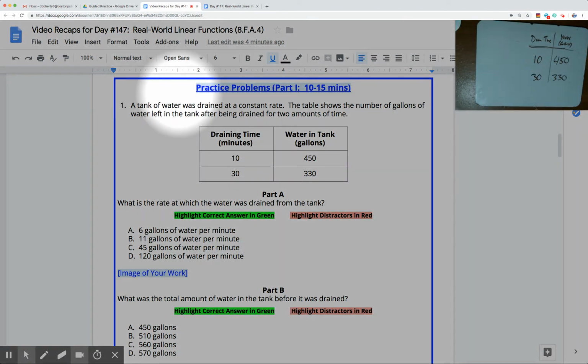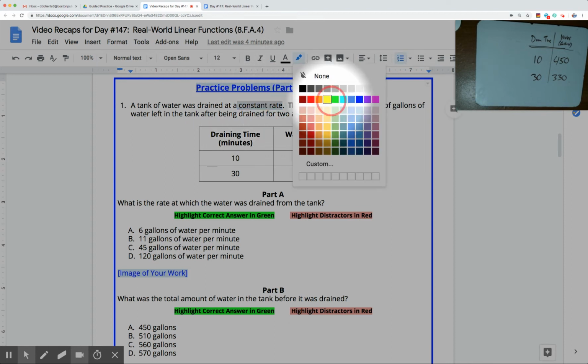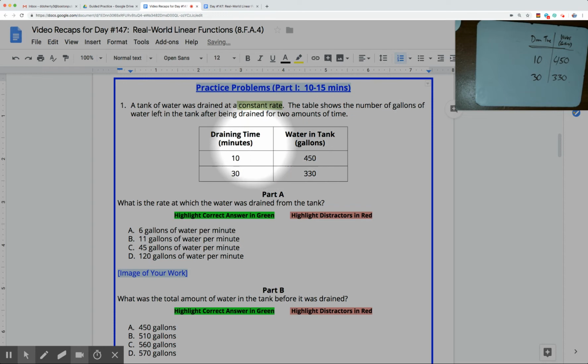For practice problem number 1, we're told that a tank of water was drained at a constant rate. That constant rate's important, so I'm going to go ahead and highlight that. And it says this table that we see here shows the number of gallons of water left in the tank after being drained for 2 different amounts of time.